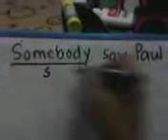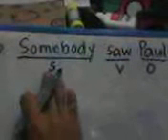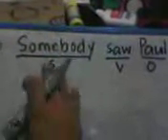So the example in the book is "Somebody saw Paul." All right. So let's find the parts first. This is somebody, this is saw, and this is Paul. So that would be subject, verb, and then object. Now, the person who saw Paul is unknown.